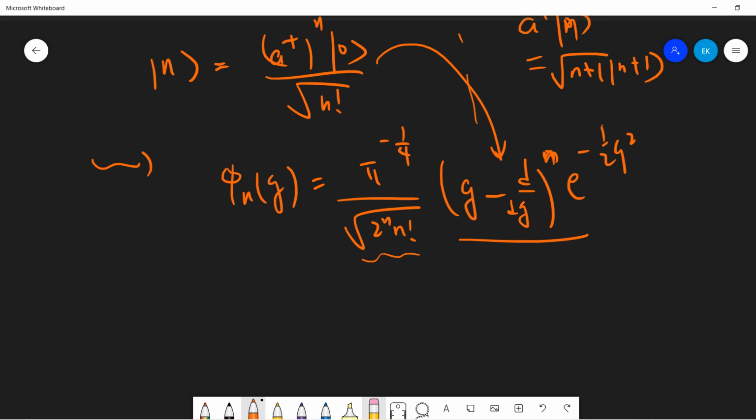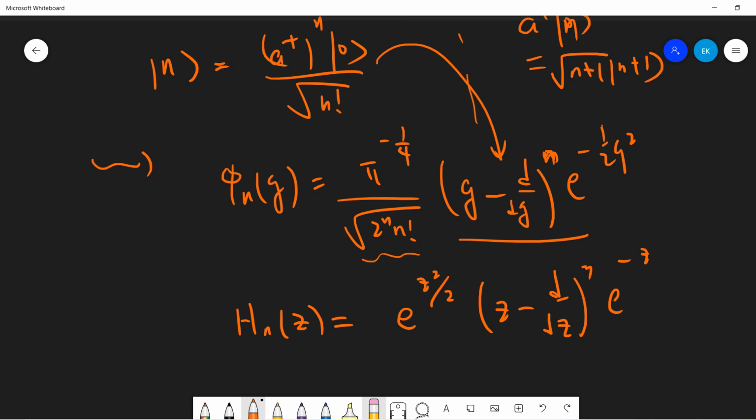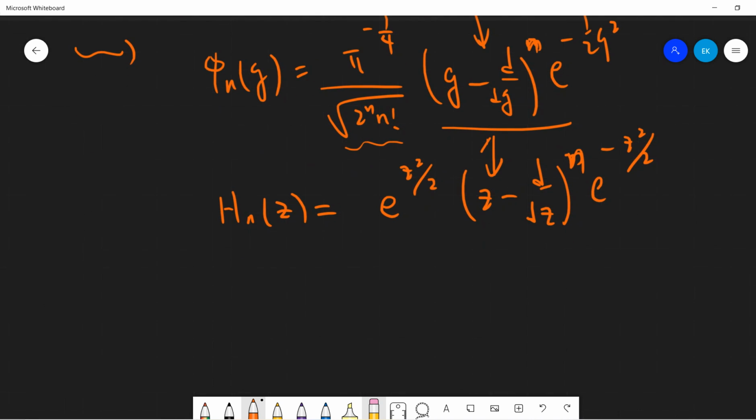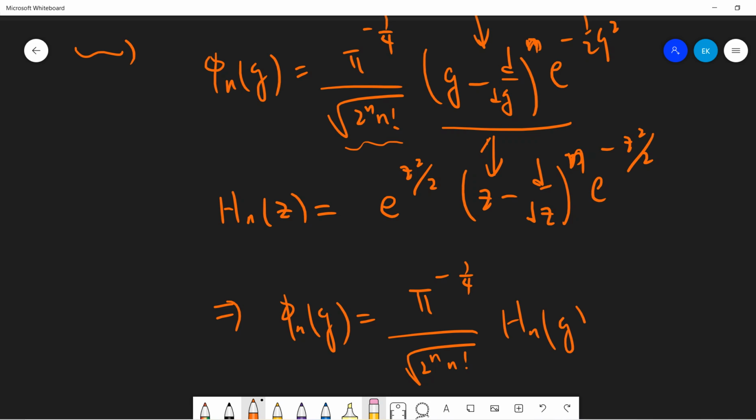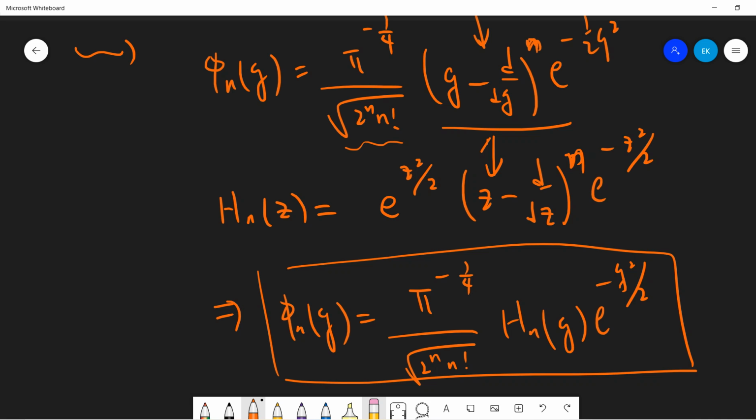Okay, so let's change it. Then the Hermite polynomial Hn of z has a property that I proved in our videos. It's this Rodrigues formula property. This is n. So compare these two, right? Compare these two. Then you can easily get this phi n of q will be this one. Okay, so this is the algebraic approach.